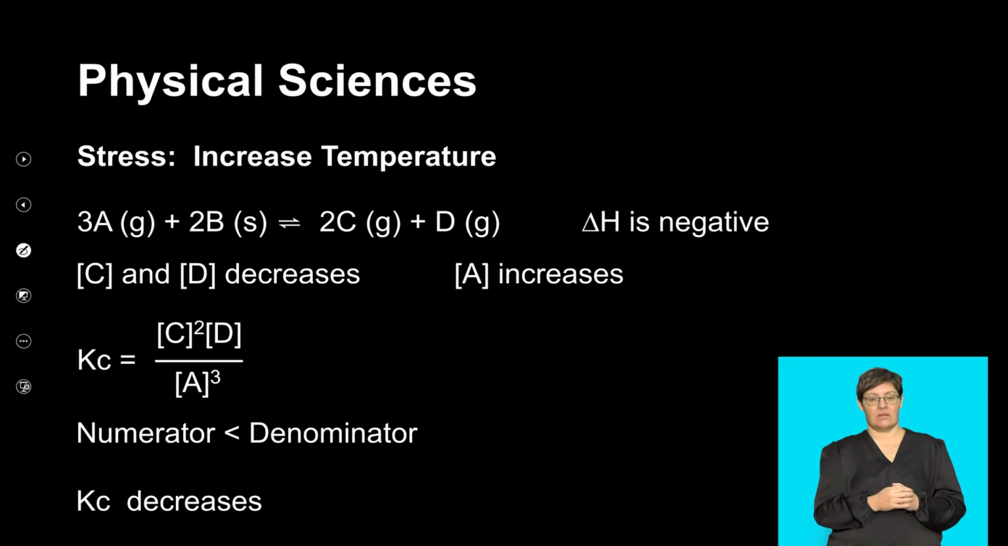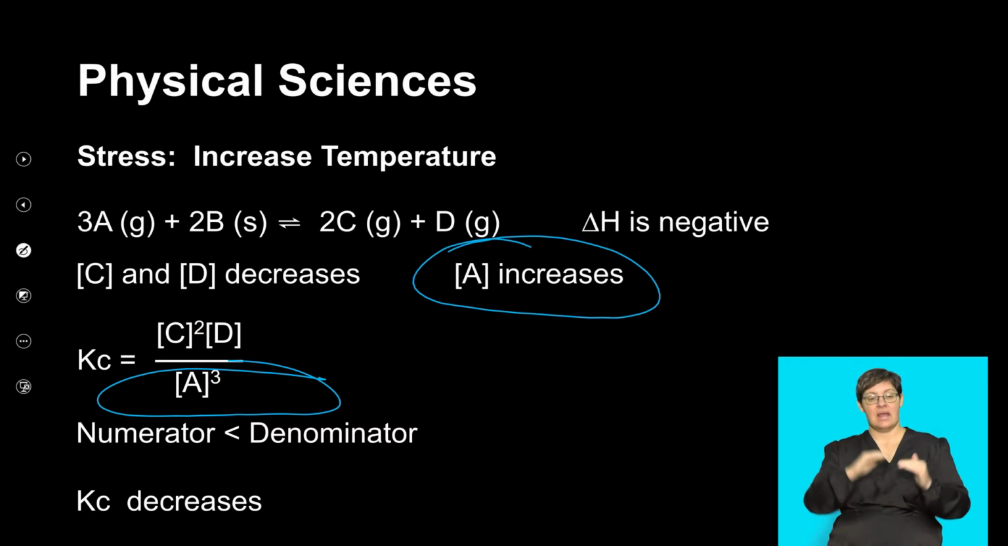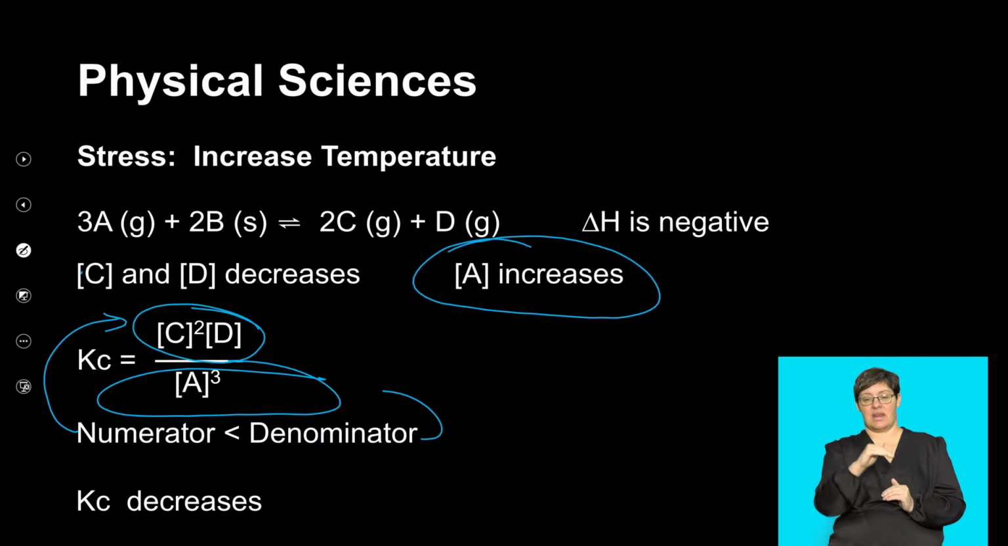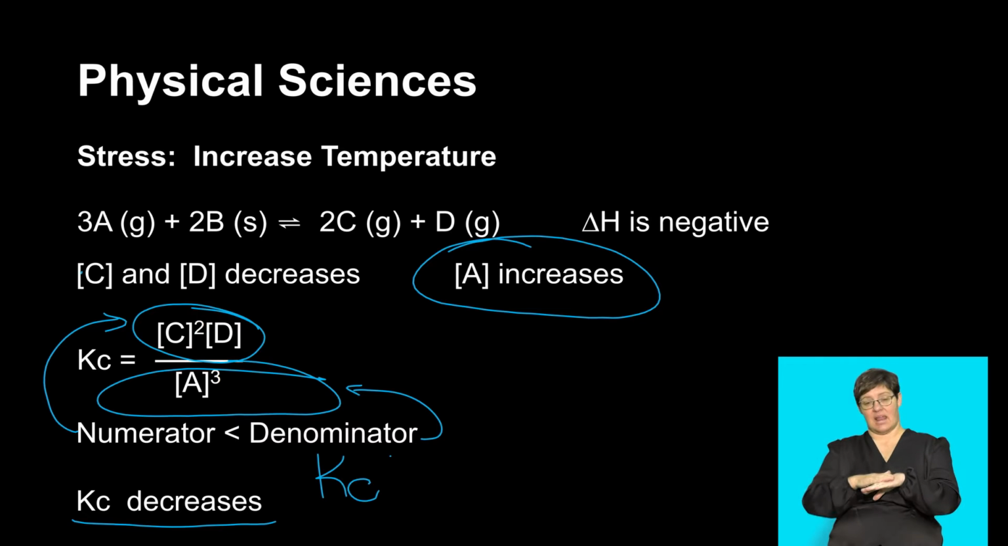Now, if we go and look at the increase of A and the decrease of C and D, and we link that and substitute that into Kc, we see our numerator is smaller than our denominator, meaning that Kc will have a value smaller than 1.